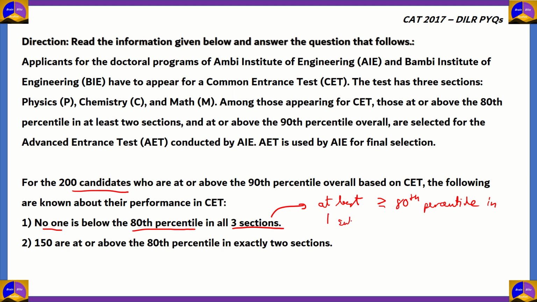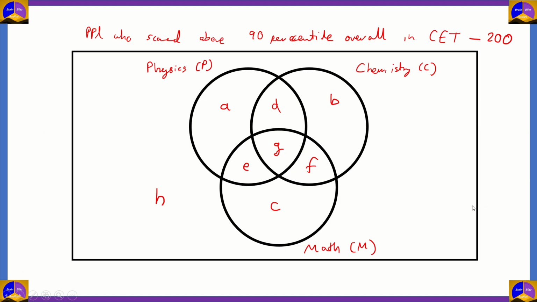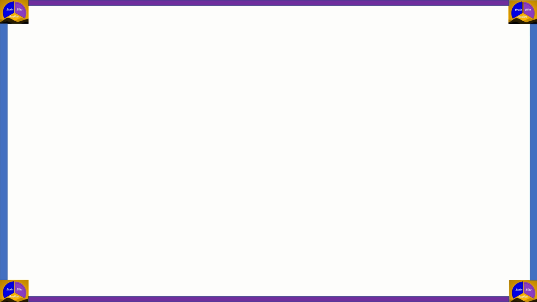in one subject. So whether it's physics, chemistry, or math, they need to score in at least one of these subjects a score which is greater than or equal to the 80th percentile. Now, what does that mean? It means that the value outside, which is H, represents all the candidates who haven't scored 80th percentile or above in any of the subjects. So that means that the value of H is equal to 0. Now, does that help? Yes, it means that the sum of all of the parts of the circle that we have labeled will be equal to 200.